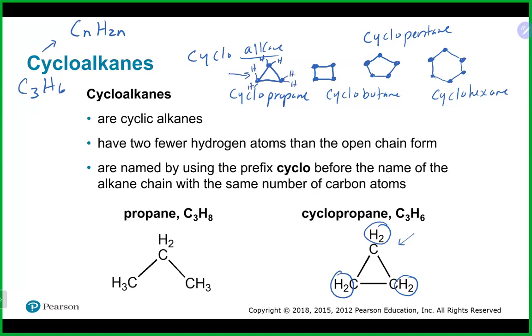So all these cycloalkanes will have 2 less hydrogens than the straight chain alkane, and that again is a consequence of the 2 carbons coming together to close it up. It's got to get rid of 2 hydrogens to make room for that bond to basically occur. Questions on that there?